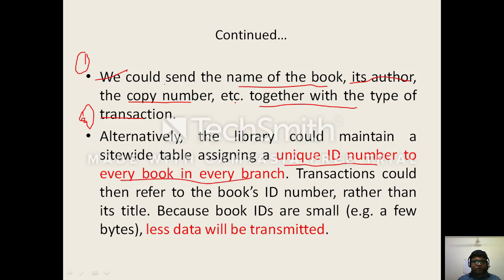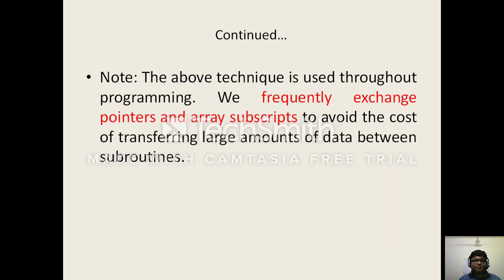Transactions could then refer to the book's ID number rather than its title. Because book IDs are small, that is a few bytes, less data will be transmitted. So the second approach will ensure a smaller amount of data to be transmitted from one site to another site.